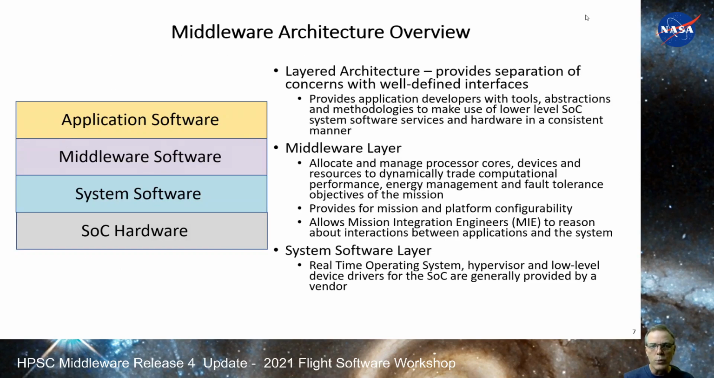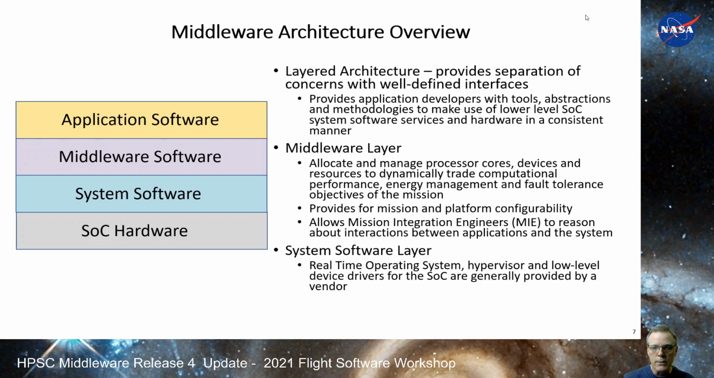Now I'm going to give a brief overview of the middleware architecture. Like most modern software, we take a layered approach to provide well-defined interfaces. Going from the bottom up, we have the SoC hardware layer on the bottom, the system software layer, which consists of the operating system, hypervisor, bootloader, device drivers, and so on, and then the middleware layer, which is what we're concerned with. Finally, at the top, we have the application software layer.